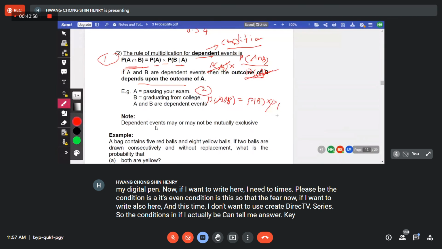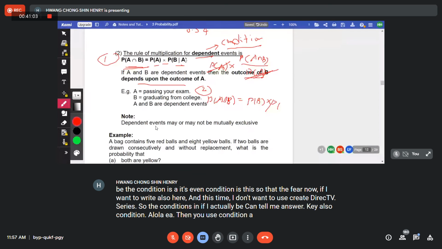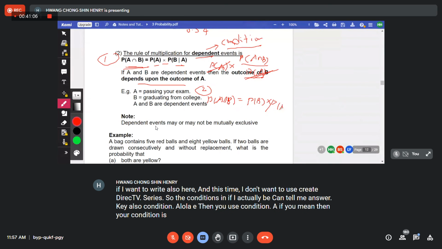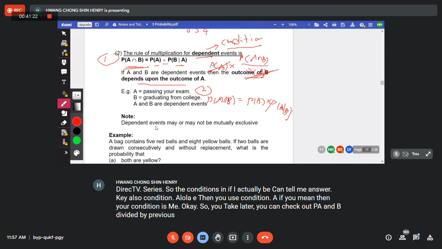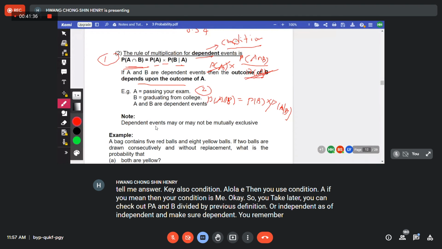If P(A), then your condition is A. If P(B), then your condition is B. So you take P(A and B) divided by P(B), right? Because the condition is B now, so you divide by P(B). P(B) and P(B) cancel out, then you get back P(A and B). So you have two formulas here, one for independent and one for dependent, and make sure for dependent you remember there's a condition.